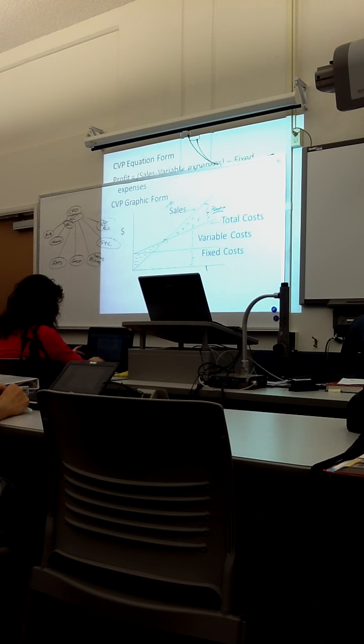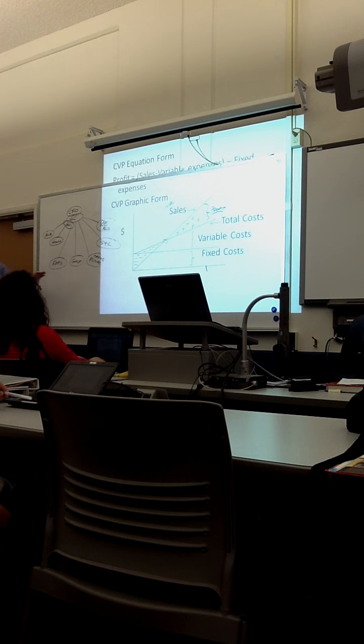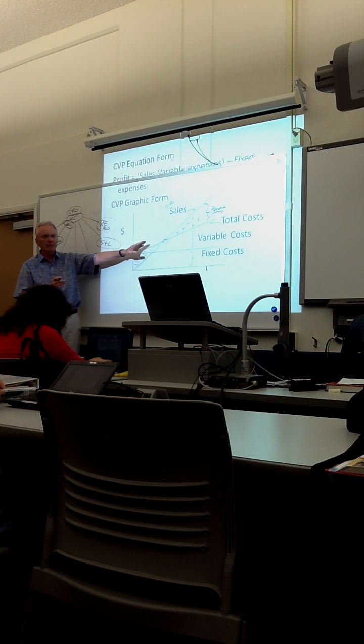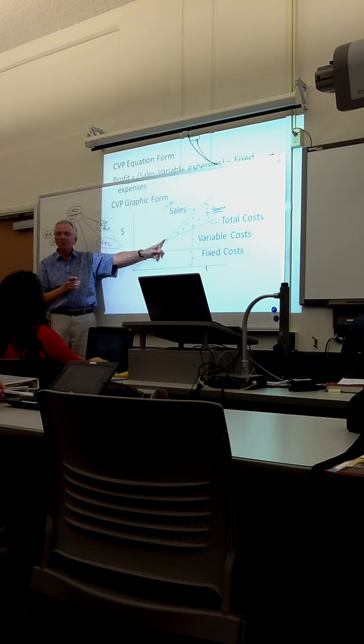Does that make sense? Can you see what we're doing? We're taking fixed costs, adding the variable costs. We end up at a break-even point sometime. If I'm operating a business, wouldn't I want to know, what do I have to sell in order to break even? At what point do I start making a profit?